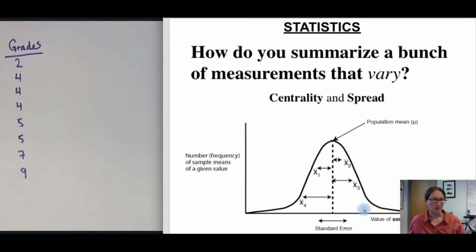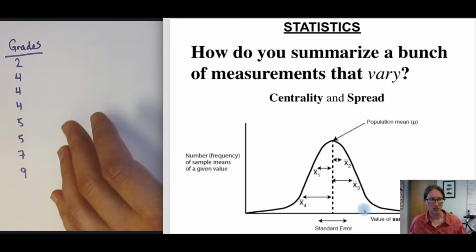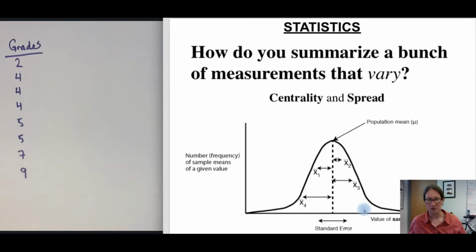Before we dive into statistics, we need to talk for a second about how to summarize a bunch of measurements that vary. So over here on this piece of paper, I've got just a set of numbers. You know, we can imagine there's some grades, right? And from just looking at these numbers, they vary. So the lowest is 2, the highest is 9. You know, there's some differences across here. And we use two different things to summarize measurements that vary. Those two things are some indicator of centrality and some indicator of spread.